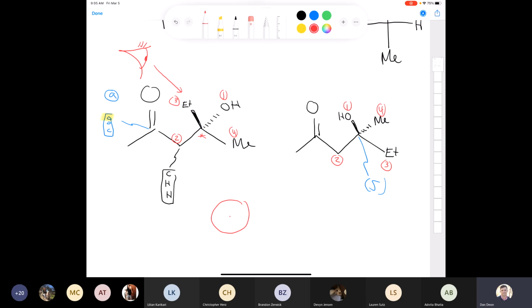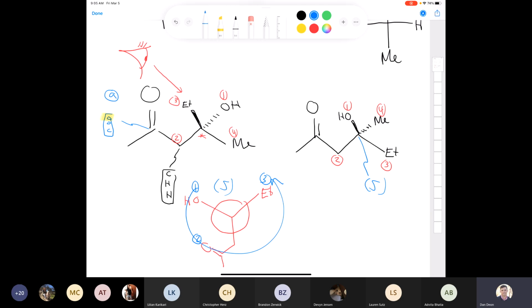The methyl group would be pointing in the back. I'd have all of this stuff down here. I'd have the ethyl group over here, and I'd have, nope, sorry, I put the ethyl group on the wrong side. I'd have the ethyl group over here, and I'd have the hydroxyl here like that. So I would go from 1 to 2 to 3 like this. So you'd be going like this, which would be counterclockwise, which is S.